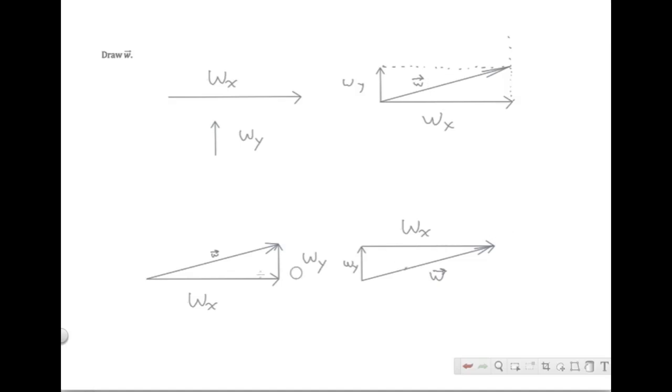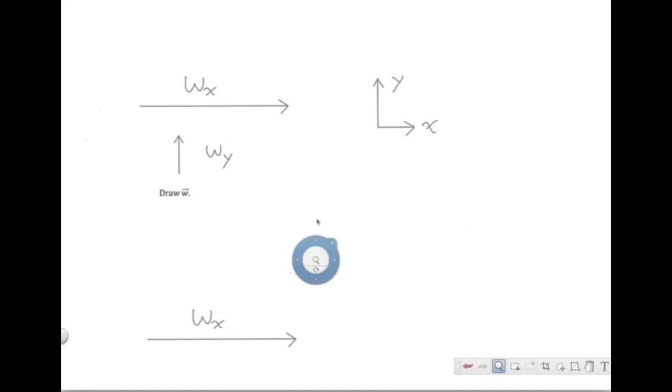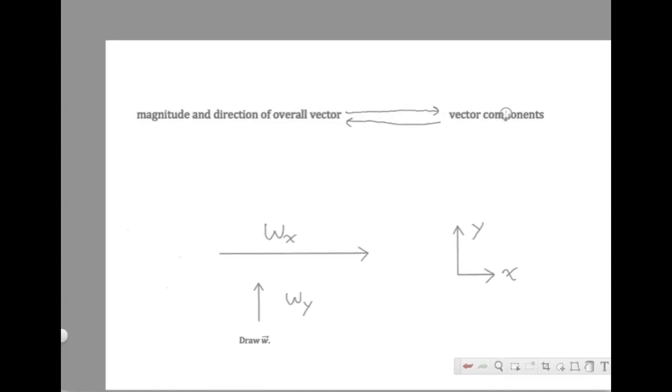Okay, so now we've gotten the answer 3 different ways. We've learned the skill of drawing the overall vector from the components. Remember, what we're trying to do here is, if we're given the components, we want to be able to get to the overall vector.